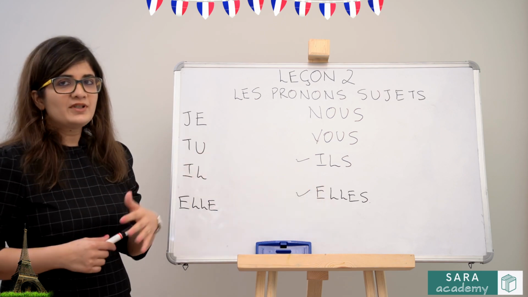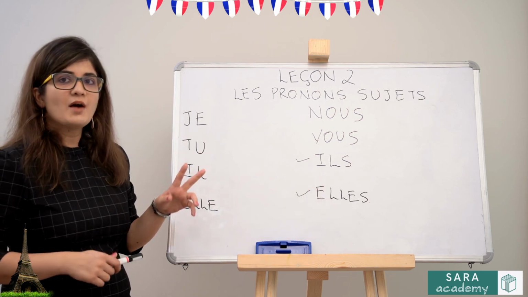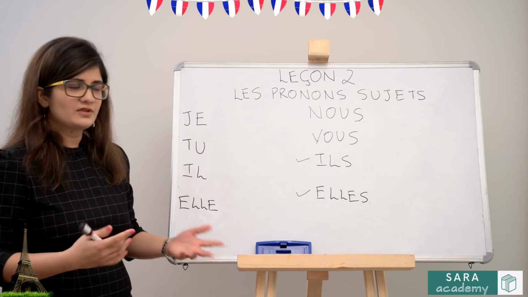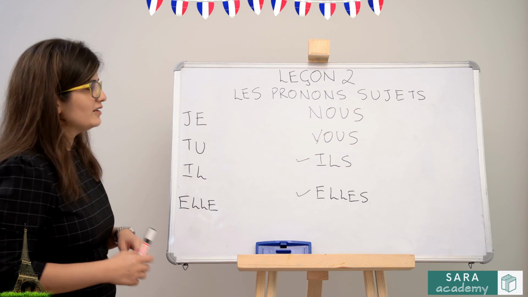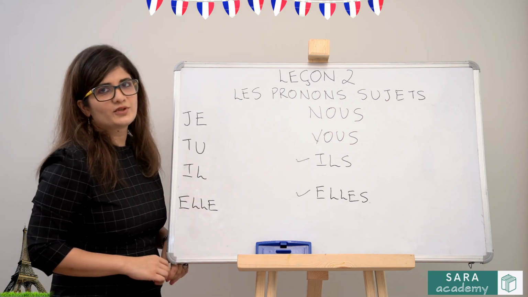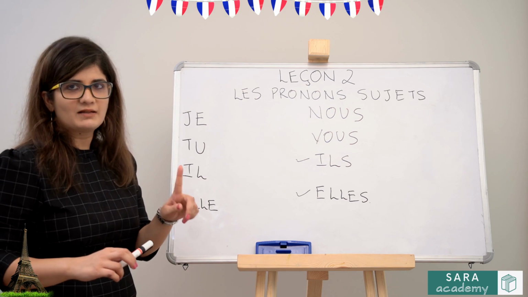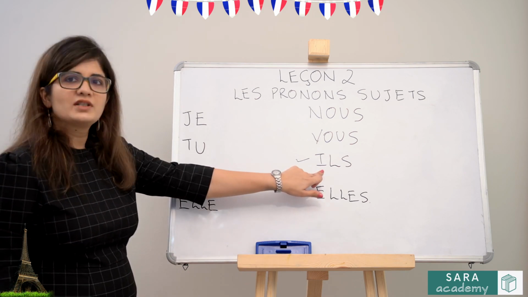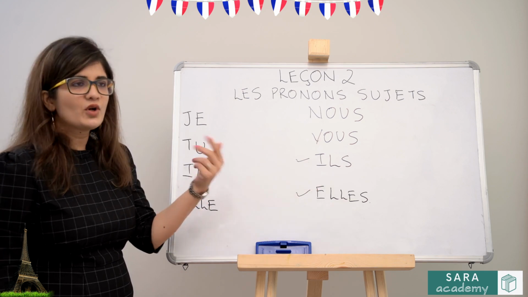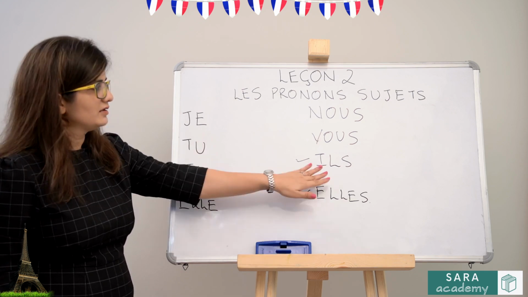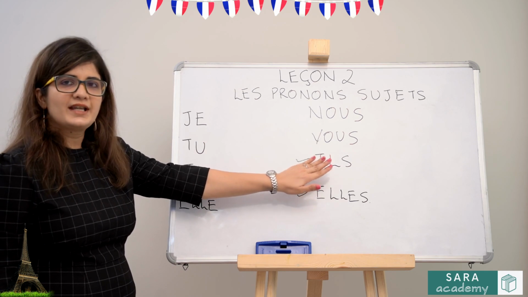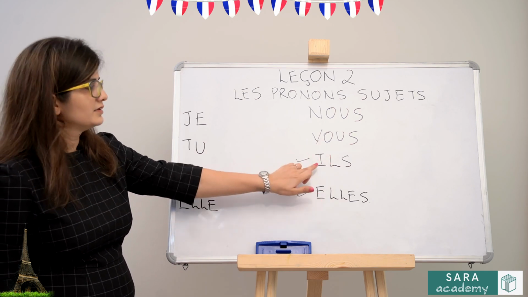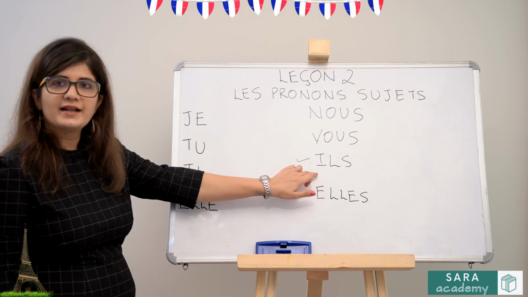Now what happens in case of mixed gender? Let's say Amir and Geeta go to the cinema. One boy, one girl. Now which pronoun will you use? In case of mixed gender, always use the masculine plural. So there could be 100 girls and one boy. Doesn't matter, it is still mixed gender. You will use ILS. There could be 100 boys, one girl, mixed gender, ILS. So remember, in case of mixed gender, you will always use masculine plural, which is ILS.